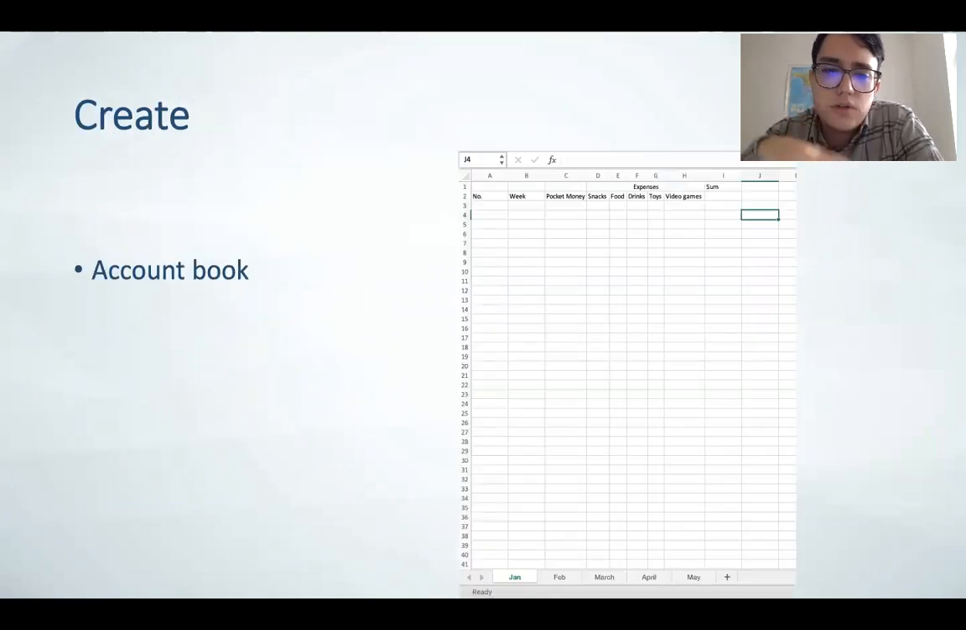So this could be a sample of an account book, which shows the number, the week, and for example, in your case, the pocket money, with snacks, food, drinks, toys, video games as your expenses, and a summary of all of these topics. However, if you have more expenses that I did not think of, you can add more.